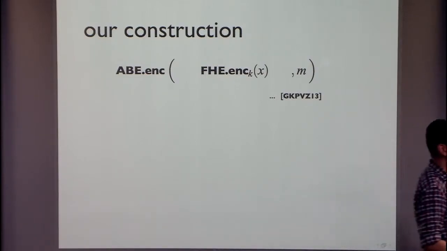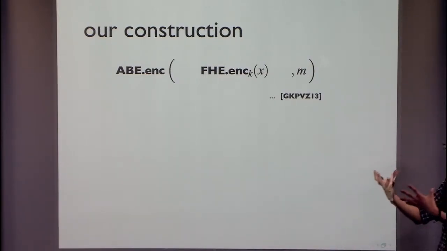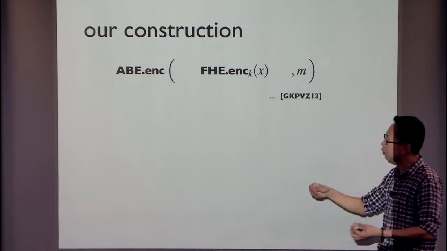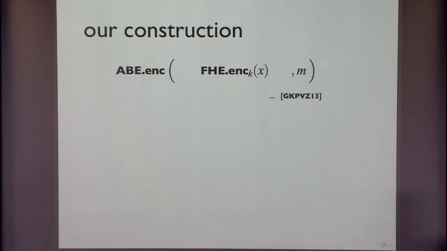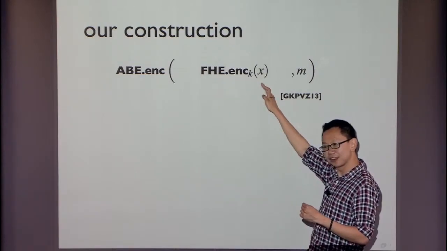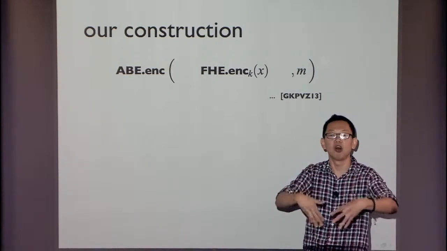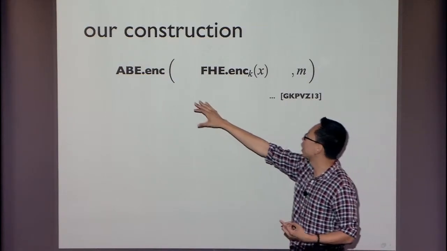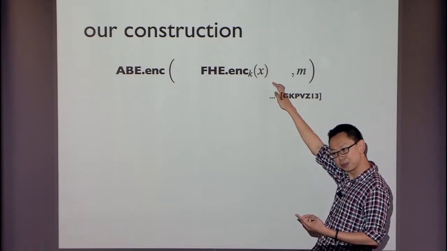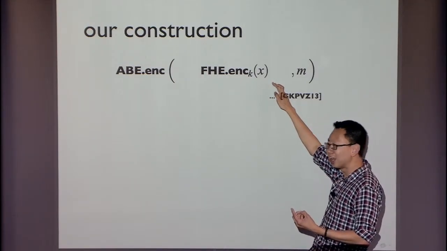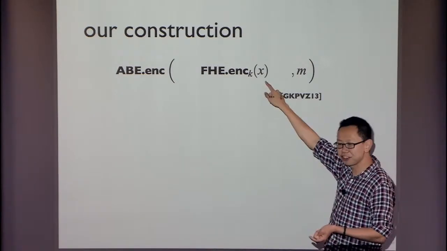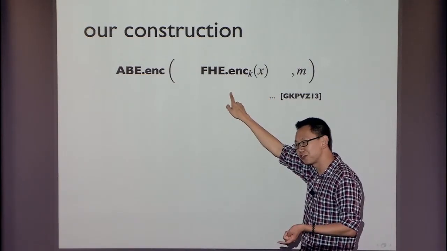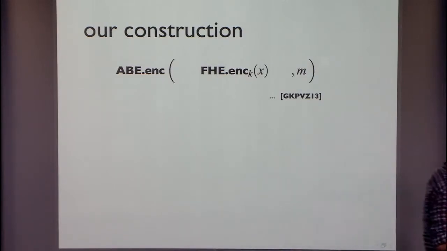Think about the encryption algorithm as follows. The first thing you do is, on input X, pick a random key K, encrypt X under K, and treat this as the new attribute. And then run your original BGG+ ABE with this as your new attribute. Now, if you look at this, in some sense X is already hidden, because X is protected by the FHE.